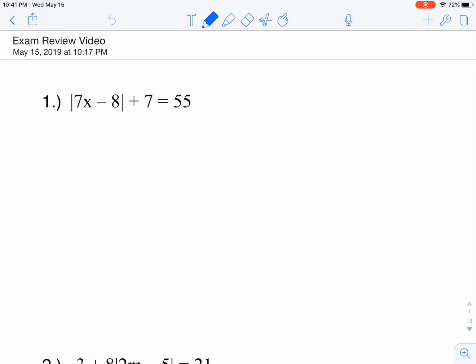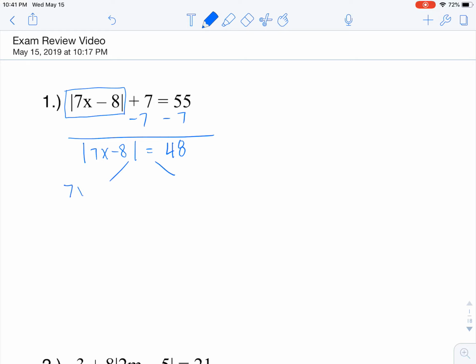All right, so number one, we have absolute value. Our goal is that we want to get the absolute value all by itself. So I'm trying to get this all by itself first. I'm going to first subtract 7 from both sides. So this stays 7x minus 8, and then 55 minus 7 gives me 48. Now that I have absolute value by itself, I can split.